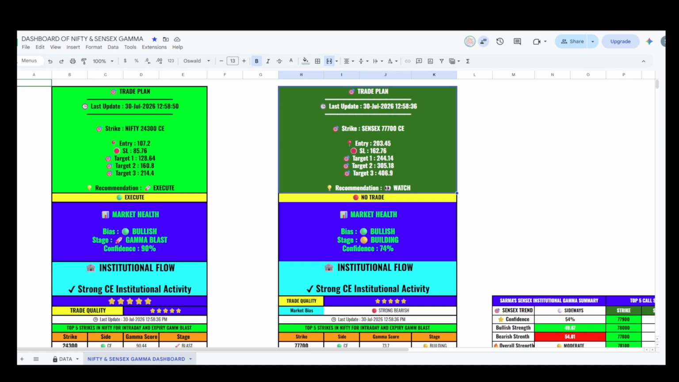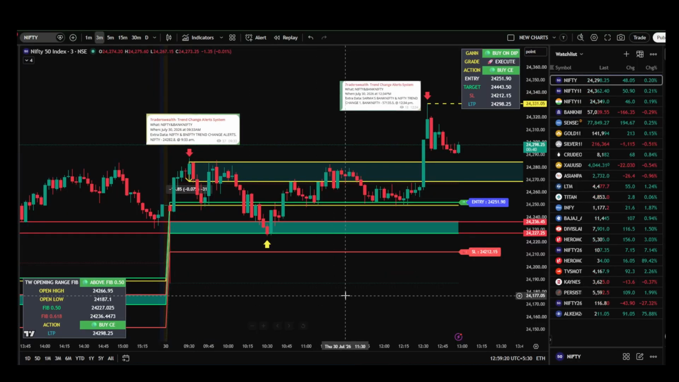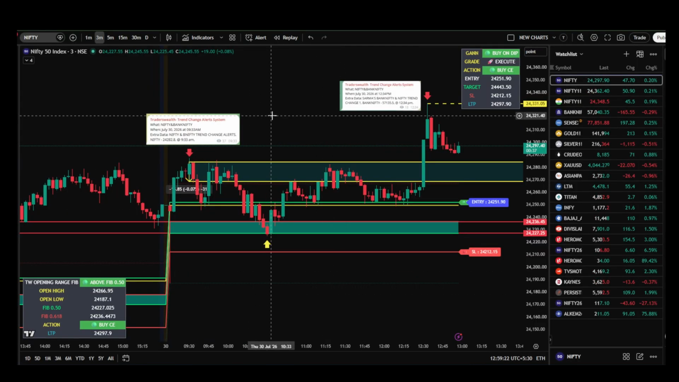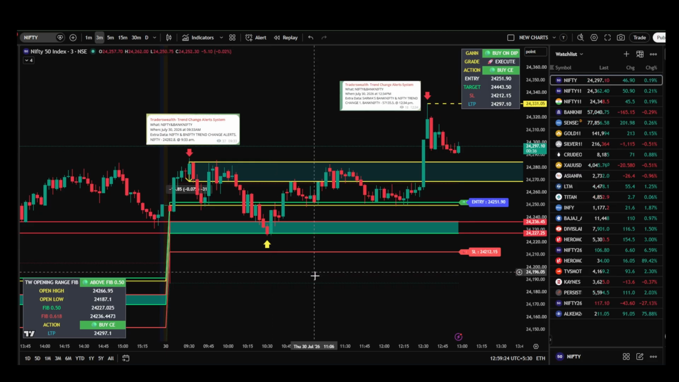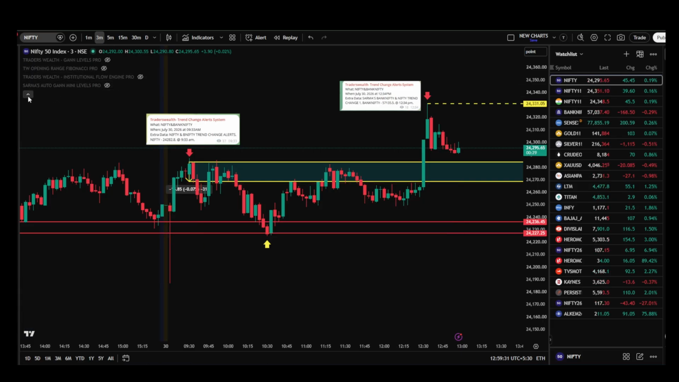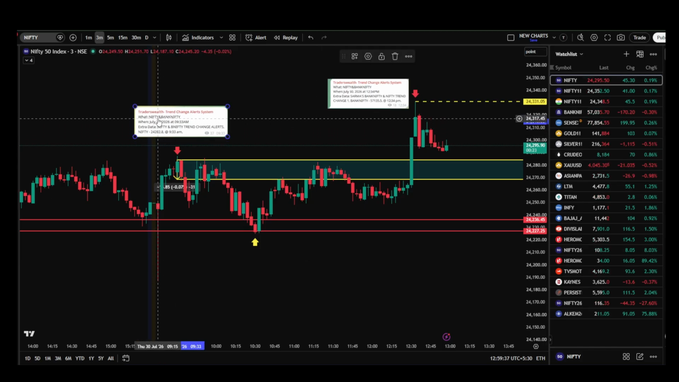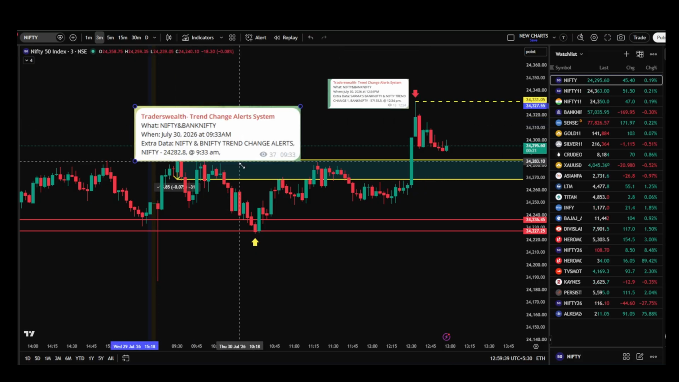Now, first of all, we have to go here, and let me show you what happened here. This is Nifty, and these are the two indicators that I use. For example, one is my GANN levels and Fibonacci. I'm just hiding them and showing how it really happens. This is our trend change alert system.